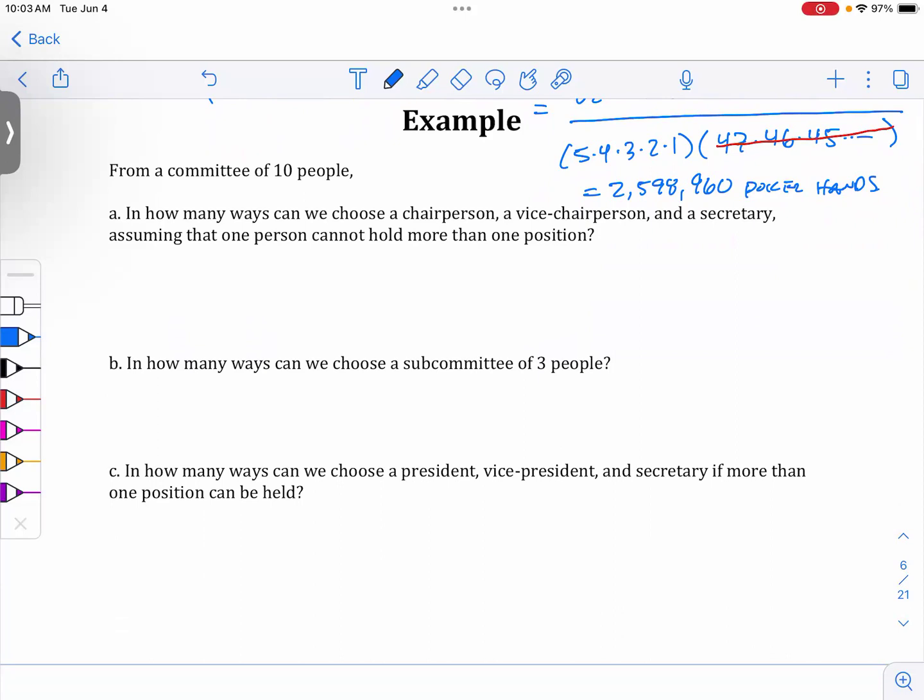So, from a committee of 10 people, in how many ways can we choose a chairperson, vice chair, secretary?